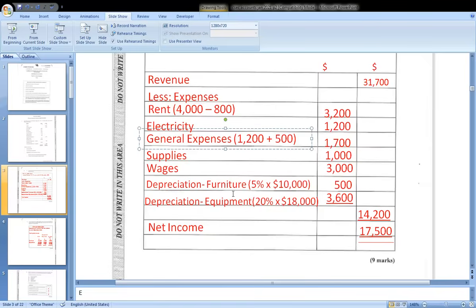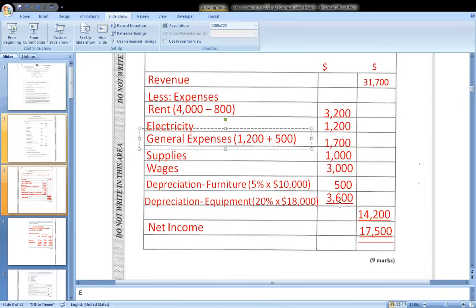Then they told us 5% for furniture depreciation, and the original cost was $10,000. So 5% of that is 500. That's a debit balance again. Then we have depreciation on equipment. As it says, it was 20% of the reducing balance, which is 18,000, and 20% of that is 3,600.